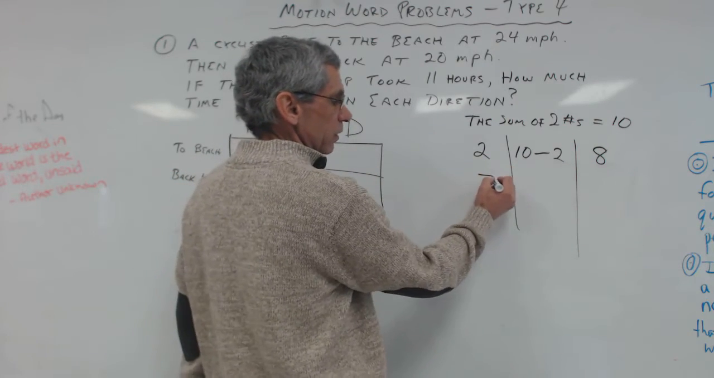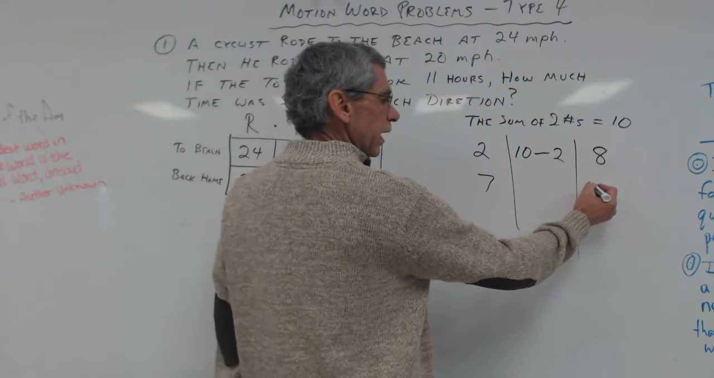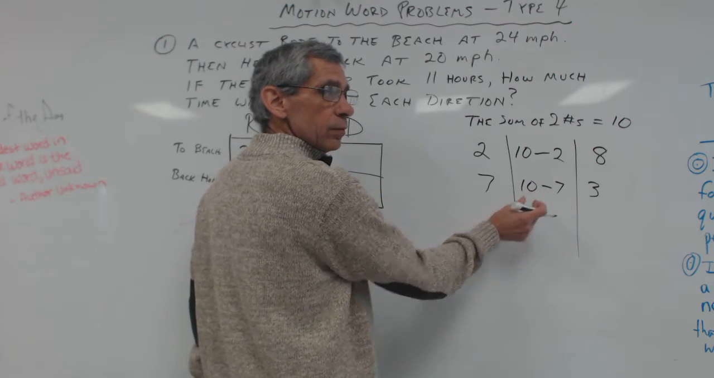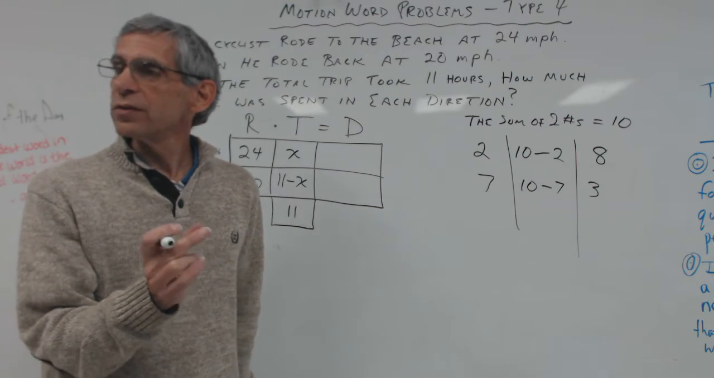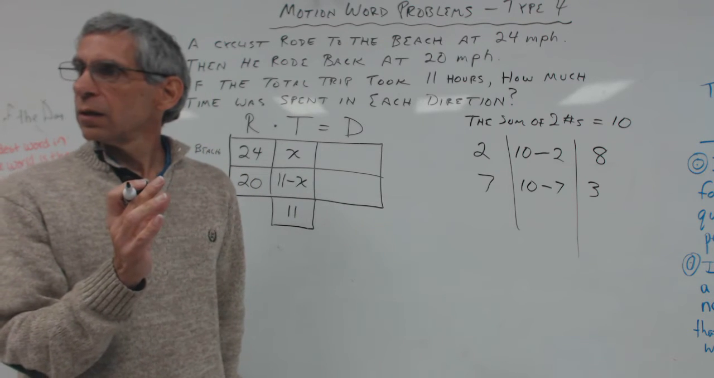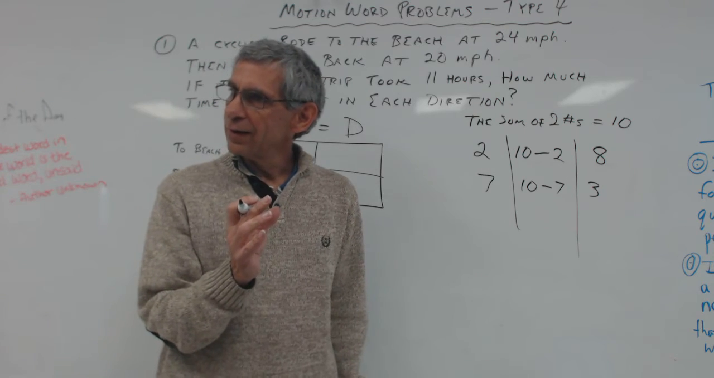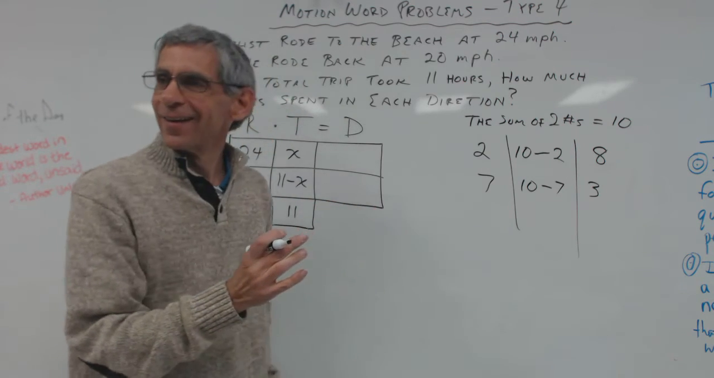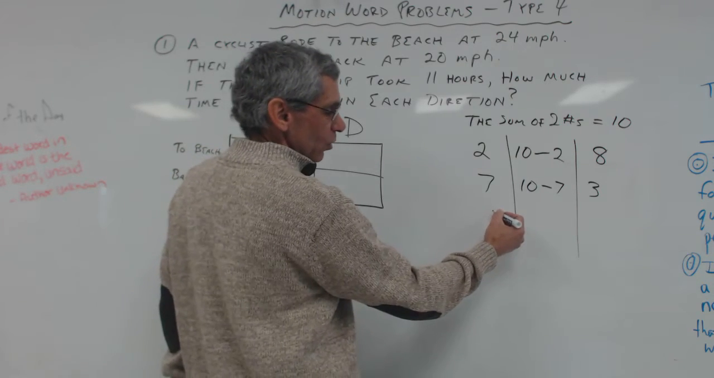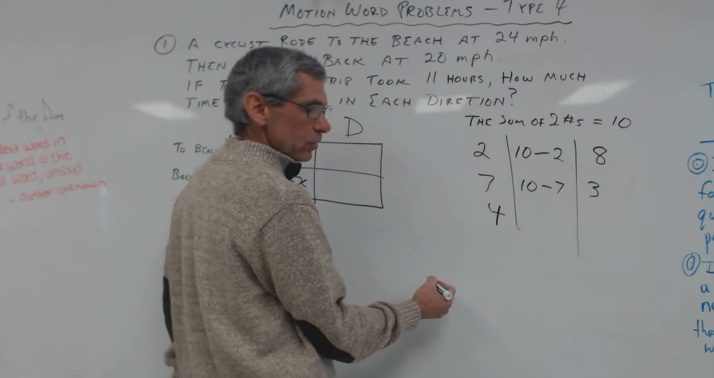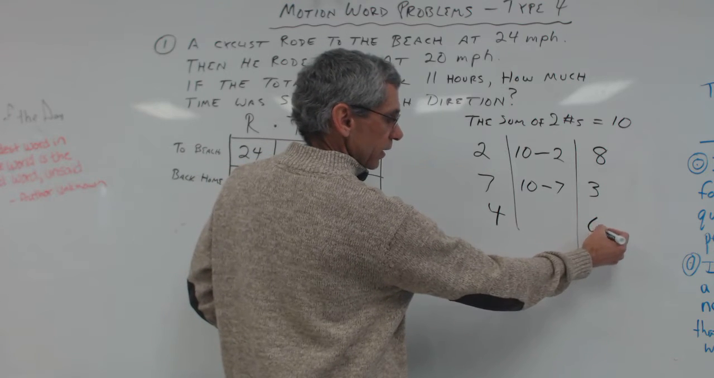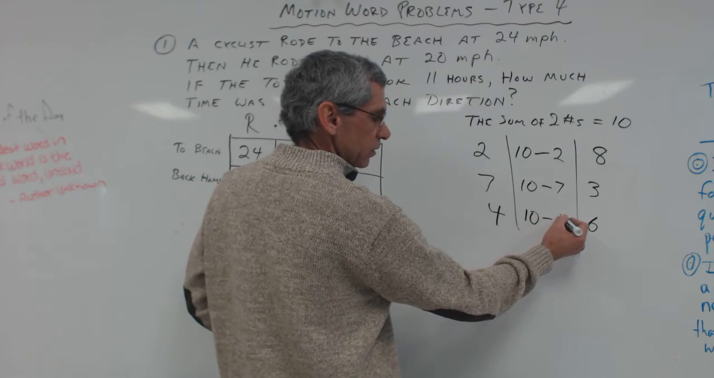Let's say the first number was 7. It's 3. How did you get it? You start with the total, 10, minus the 7. If this is 4, what is this? 6, which is the total minus 4.